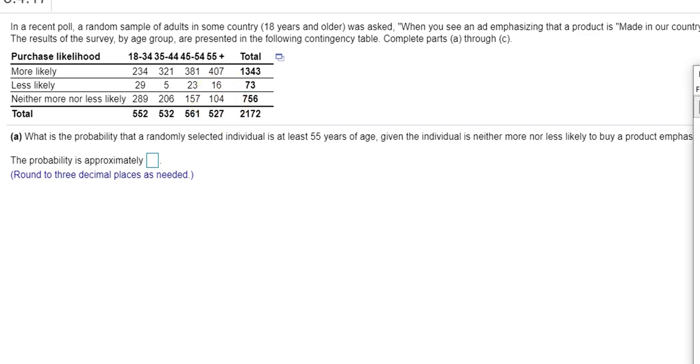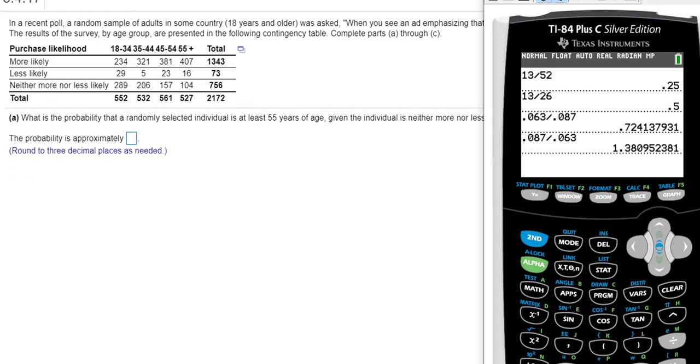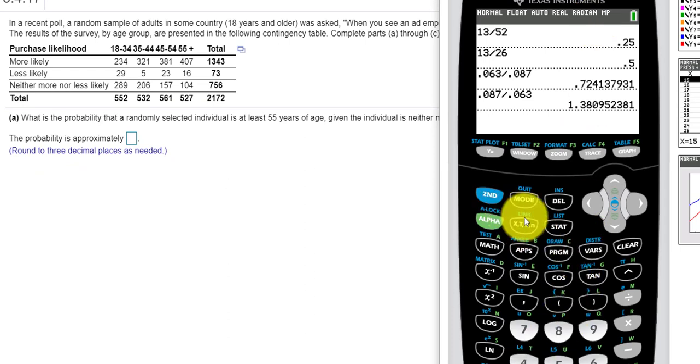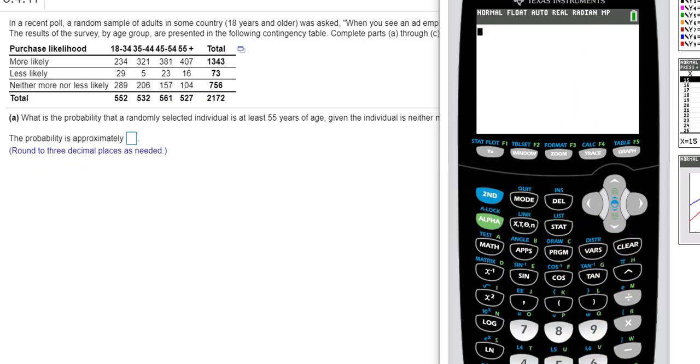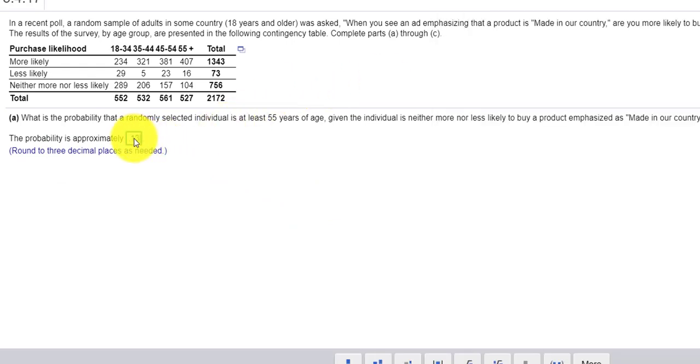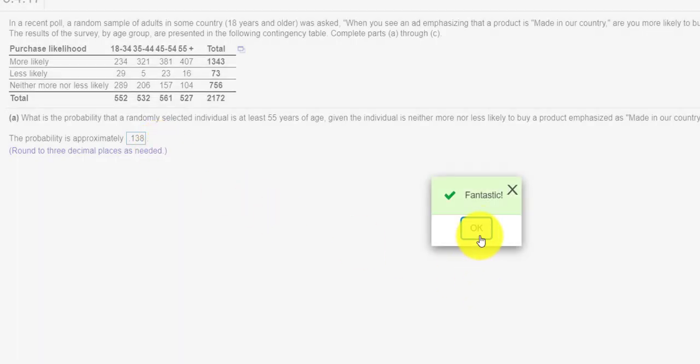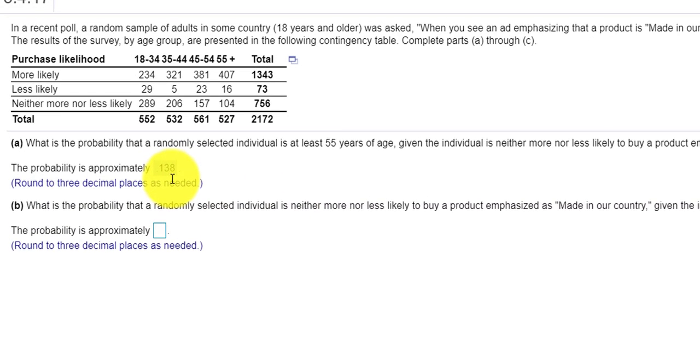The probability that they're 55 and over would be 104 divided by 756. Press enter. This one goes to 3 decimal places, so 0.138. Check answer. Fantastic. And remember, this represents 13.8%.